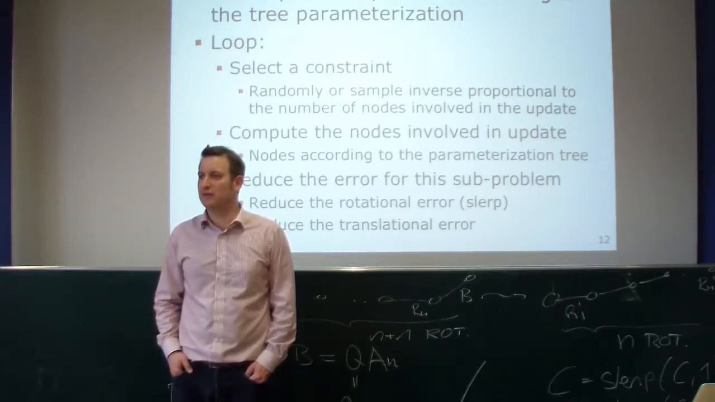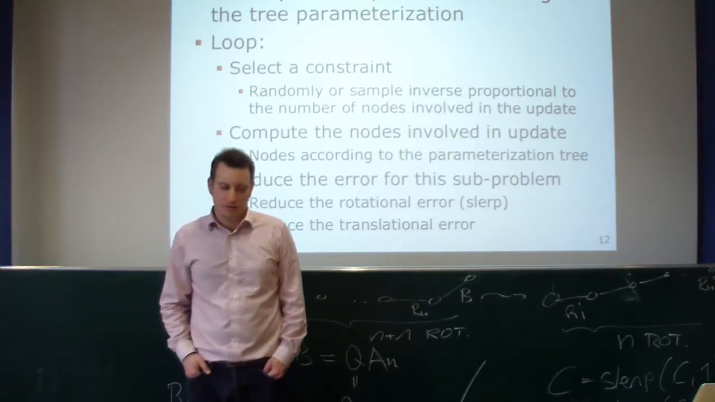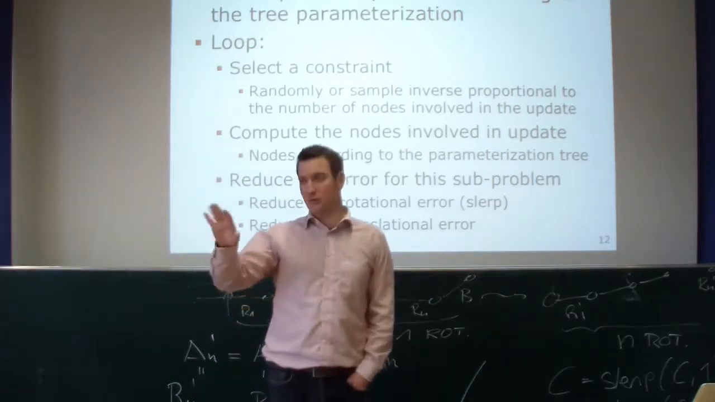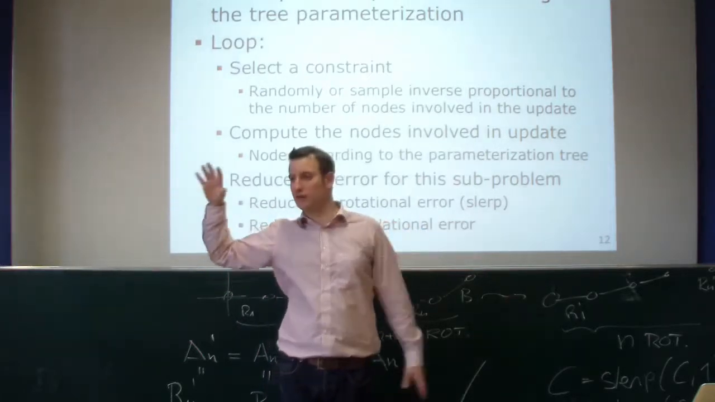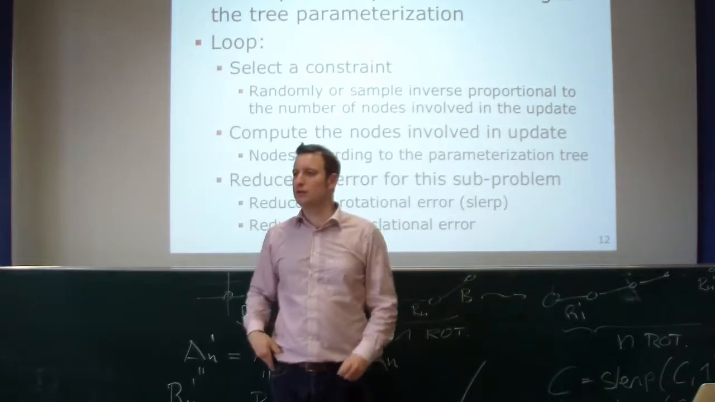N minus 1. We have n nodes and n minus 1 edges. No, I'm not talking about nodes. We can have many more edges than n minus 1, because the whole graph can be arbitrarily connected.